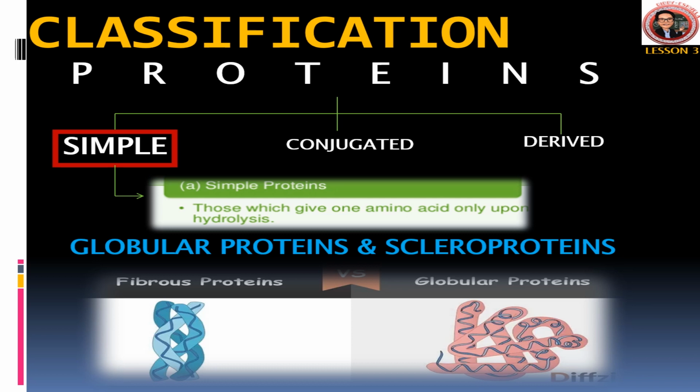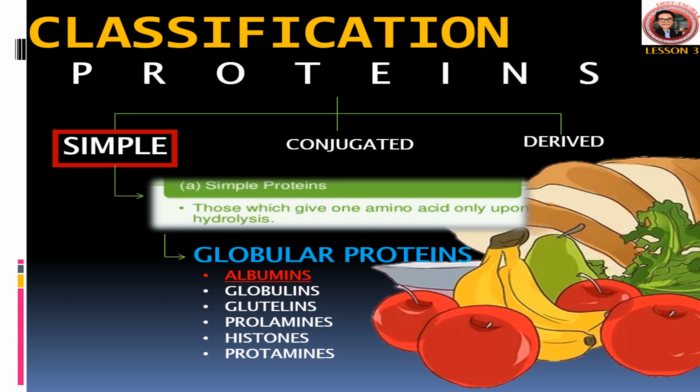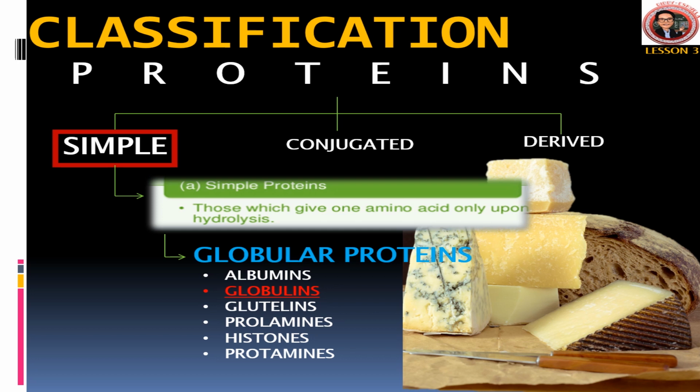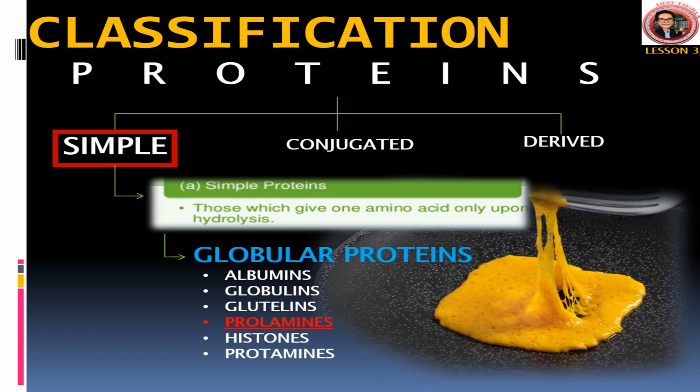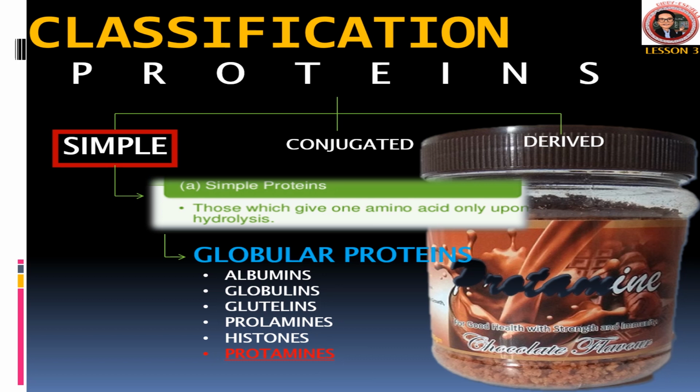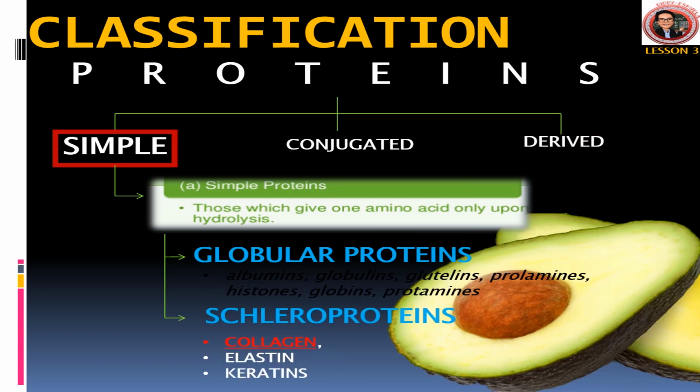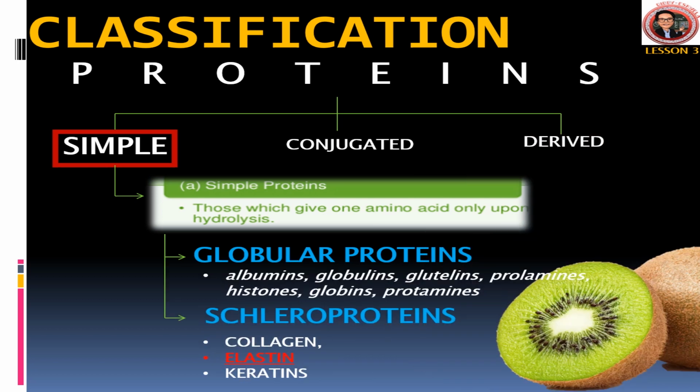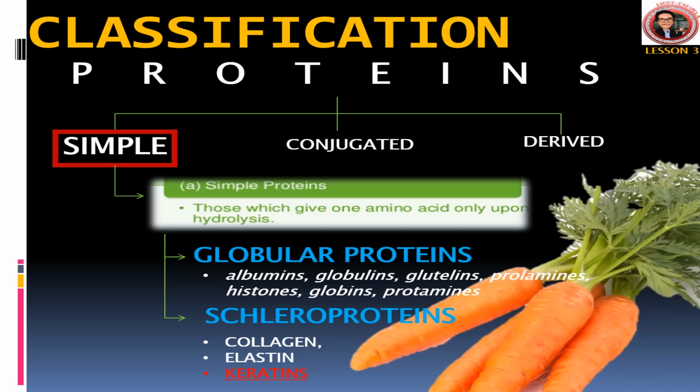A globular protein is spherical in shape. Fibrous proteins are also called as scleroproteins, which are elongated strand-like structures usually present in the form of rods or wires. Examples of globular proteins are as follows. We have albumins, globulins, gluteins, prolamins, histones, and protamines. And for scleroproteins, we have collagen, elastin, and keratins.